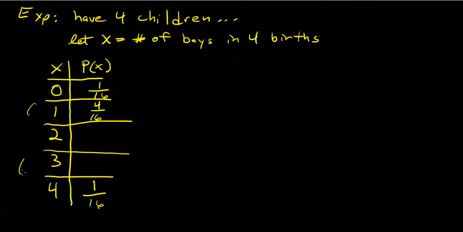Alright, similarly, what's the probability that x is 3, that you've got 3 boys in 4 births? Again, there's 16 outcomes. And how many of those outcomes have 3 boys? Well, of course, 3 boys means 1 girl. And it's somewhat similar to the 1 case. If you've got 1 girl, you've got 4 different slots available for that 1 girl. Alright, so 4 outcomes out of 16 involve 1 girl or 3 boys.